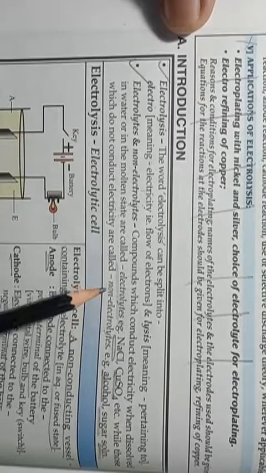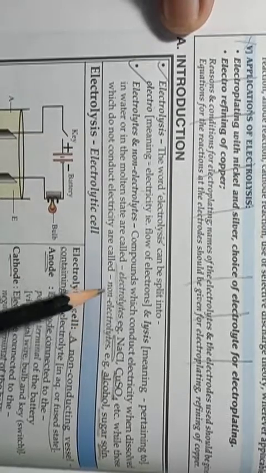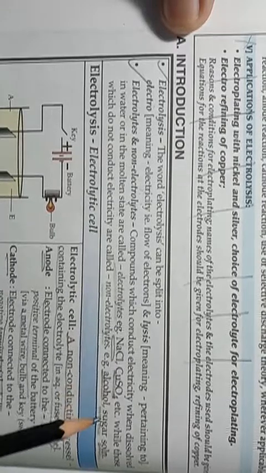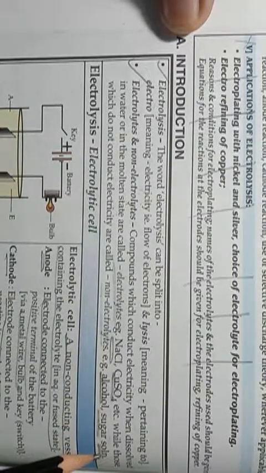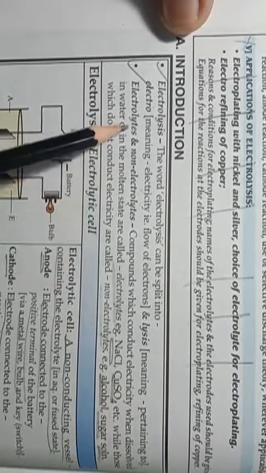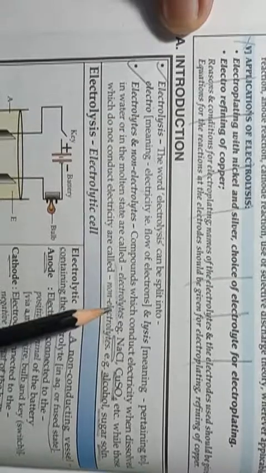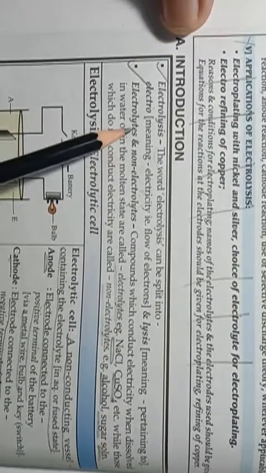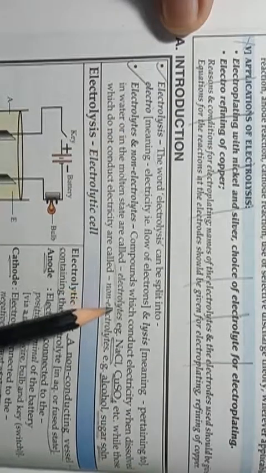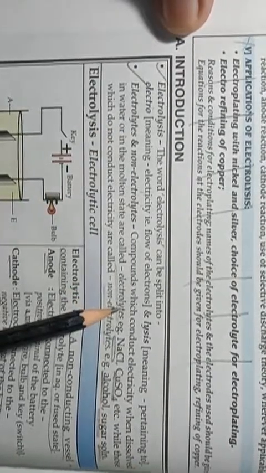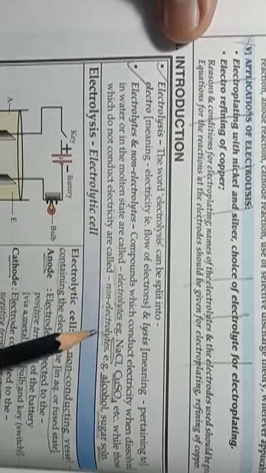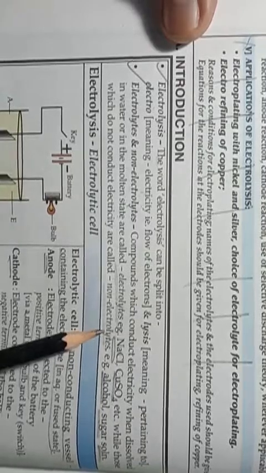So all covalent compounds are non-electrolytes, as for example alcohol, sugar solution, etc. Okay, students, so electrolytes are ionic compounds and they are able to pass electricity in their aqueous state or in molten state. But non-electrolytes are the covalent compounds which are bad conductors of electricity.